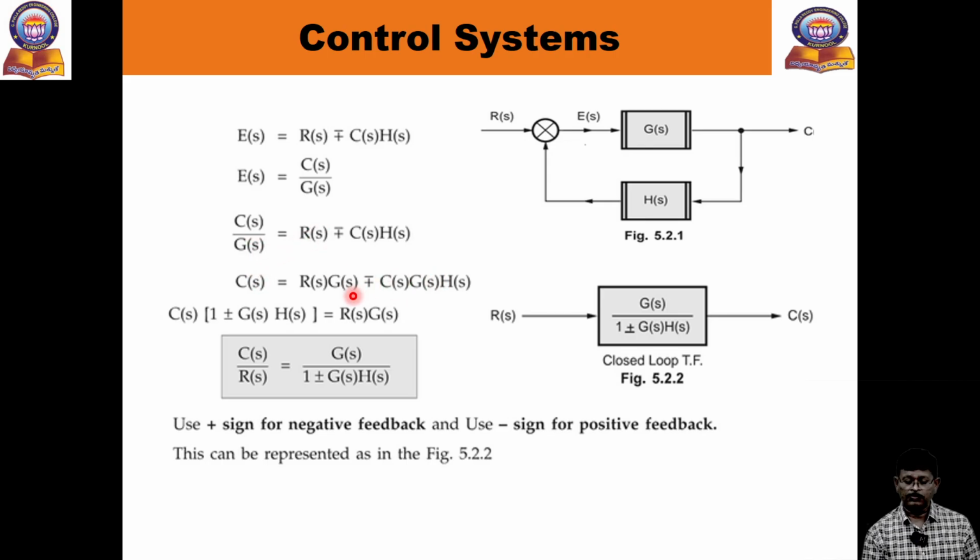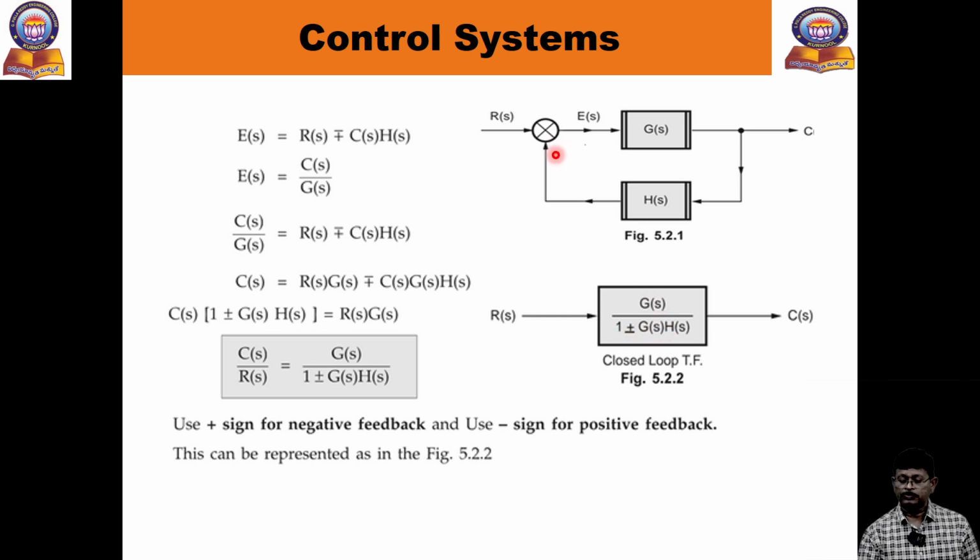Take the common factor: C of S is common, so C of S into 1 plus G of S into H of S equals G of S into R of S. Now take the output by the input, that is the Laplace output, C of S by R of S equals G of S by 1 plus G of S into H of S. We can see these two block diagrams are now reduced to a single one. If the feedback is negative, you will get 1 plus G of S H of S.